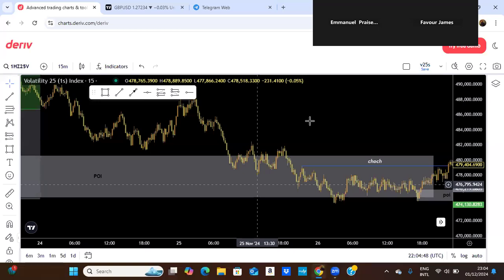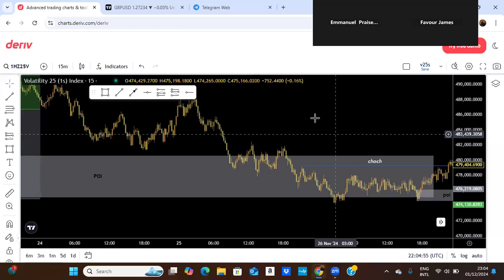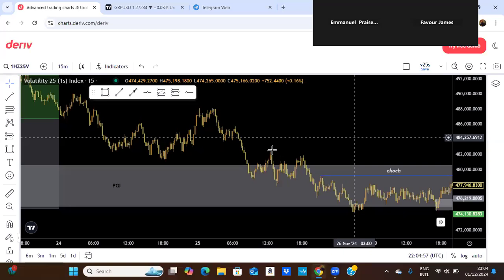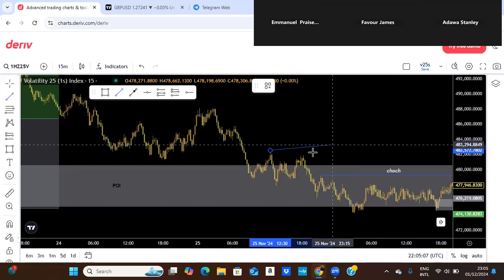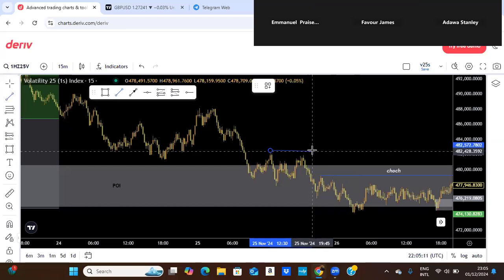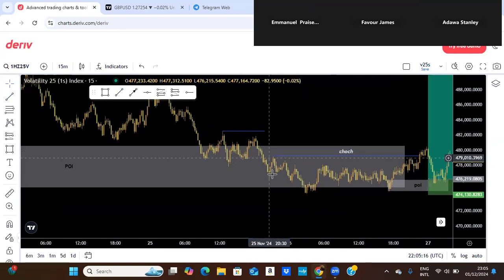Then I was now waiting for change of character to happen on the 15-minute time frame. Change of character is supposed to happen here. But it didn't happen. See, the market was supposed to come and take here out, you get. But you see, it didn't happen, right? I said, okay, I'm not going to enter. It has not given me entry.